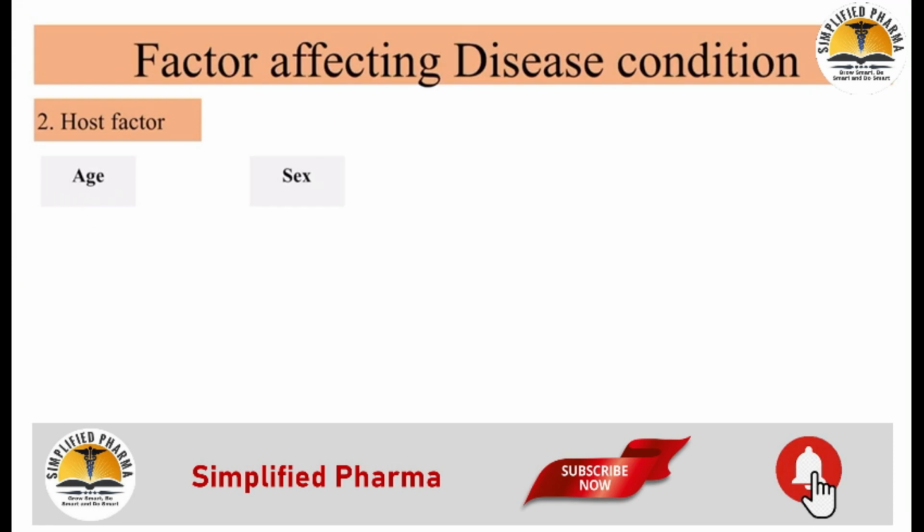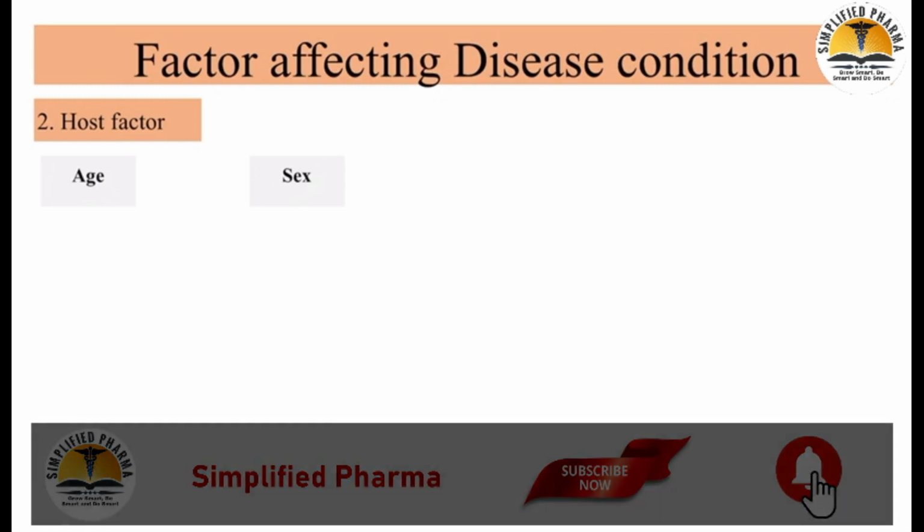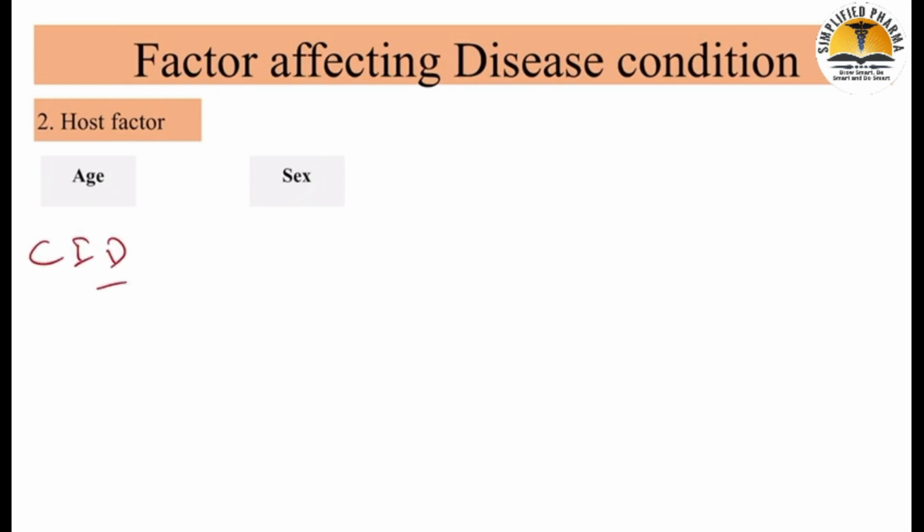So the major risks of aging are chronic inflammatory diseases, for example cardiovascular diseases, dementia, cancer, and COPD.